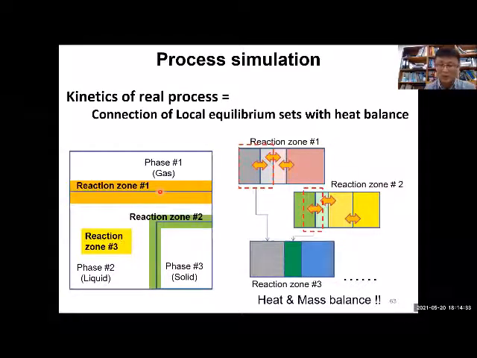So the local equilibrium concept is basically the key for the kinetic process. And while we are doing that, we can also do the heat balance calculation simultaneously, because that's just what thermodynamics is doing anyway, okay? So we can track composition plus heat or temperature.